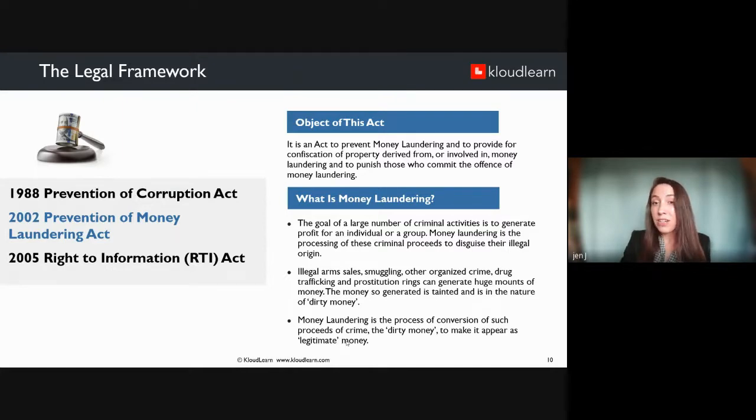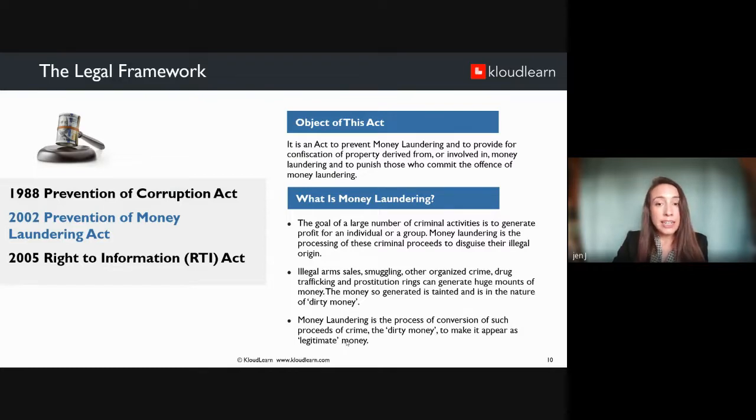What is money laundering? Money laundering refers to the goal of a large number of criminal activities to generate profit for an individual or a group. It's the processing of these criminal proceeds to disguise their illegal origin. For example, illegal arms sales, smuggling, and other organized crime, like drug trafficking or prostitution rings, can generate huge amounts of money. But the money generated is tainted and is in the nature of so-called dirty money.